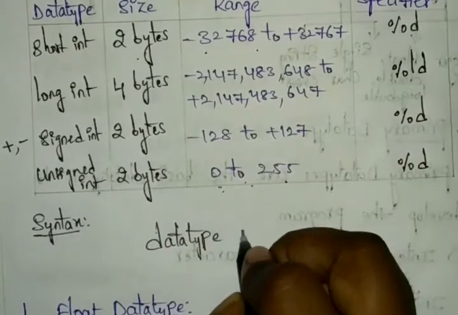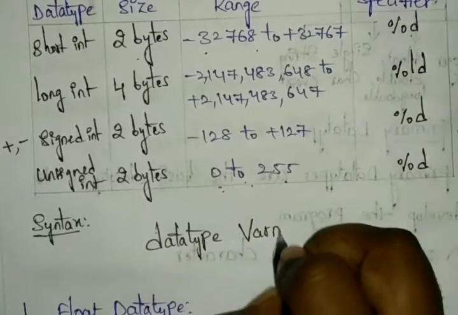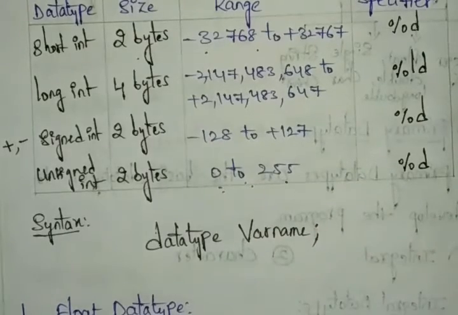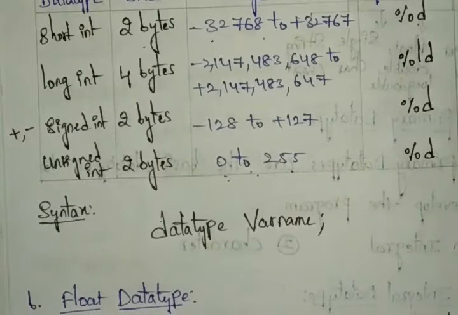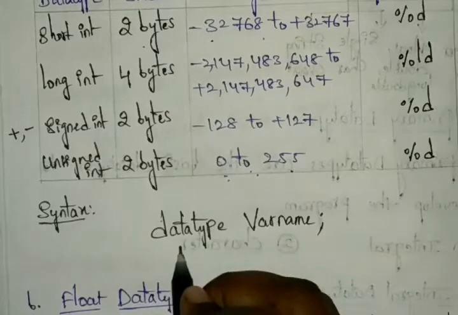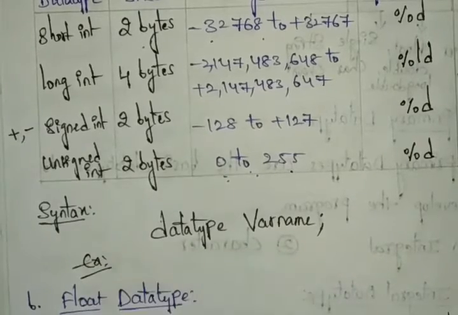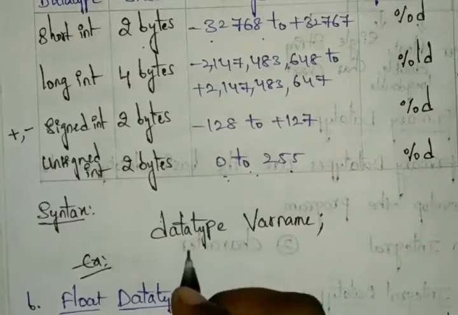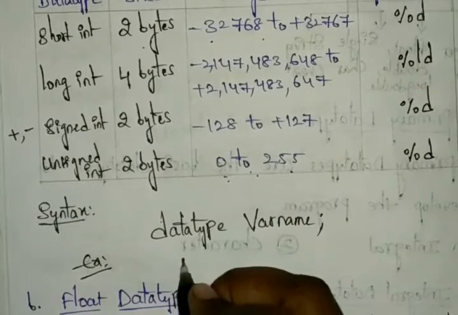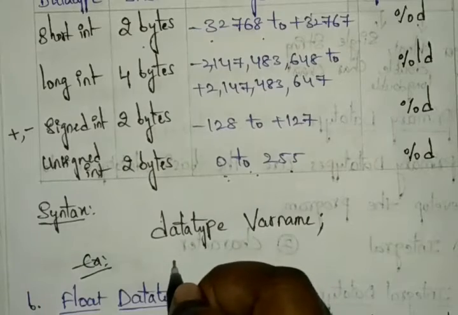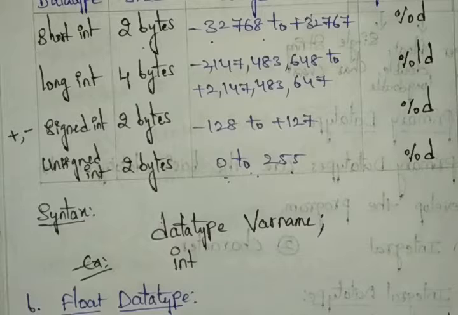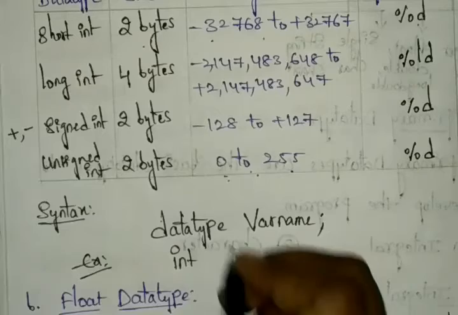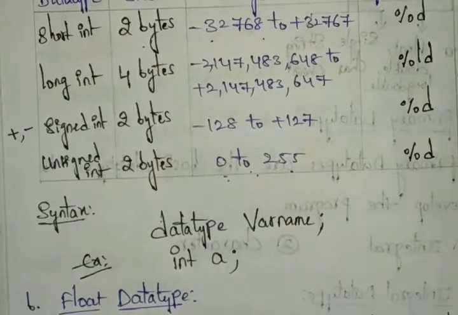Okay, and after that here you can write the var name. So here var name means your variable name. For example, the data type we are discussing here is the integer data type. It will have the keyword, that is the int keyword. And whatever variable name you have, you can define here. Suppose I'm taking the variable name as a, like this.